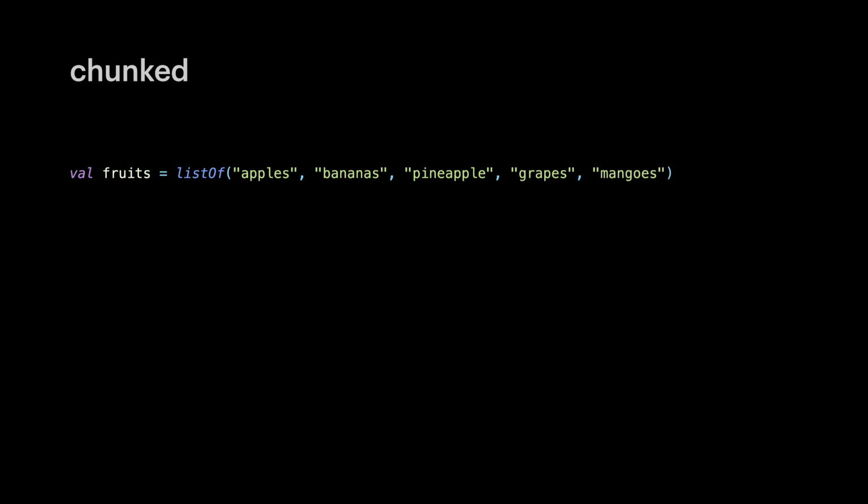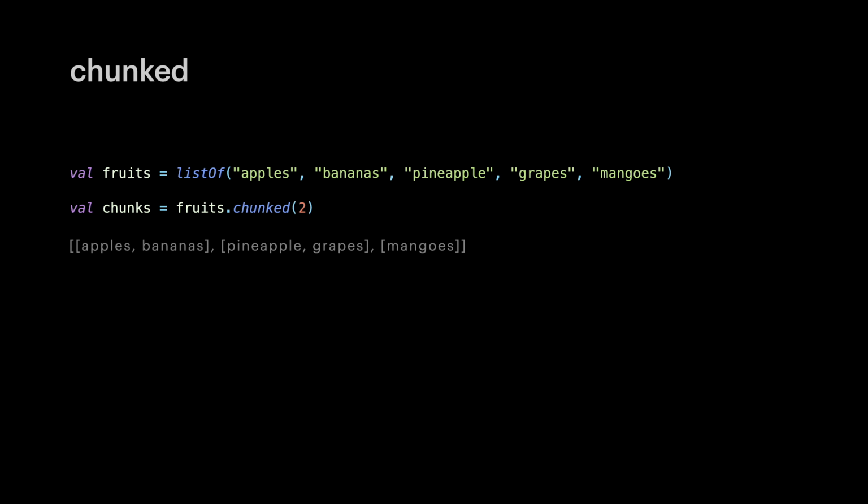Suppose we have a list of fruits. We may want to group them in twos. This function will give us chunks of two subsequent items, i.e. apples and bananas, pineapples and grapes, and mangoes will be alone in the last array. It doesn't leave out the chunks that don't match the specified size.